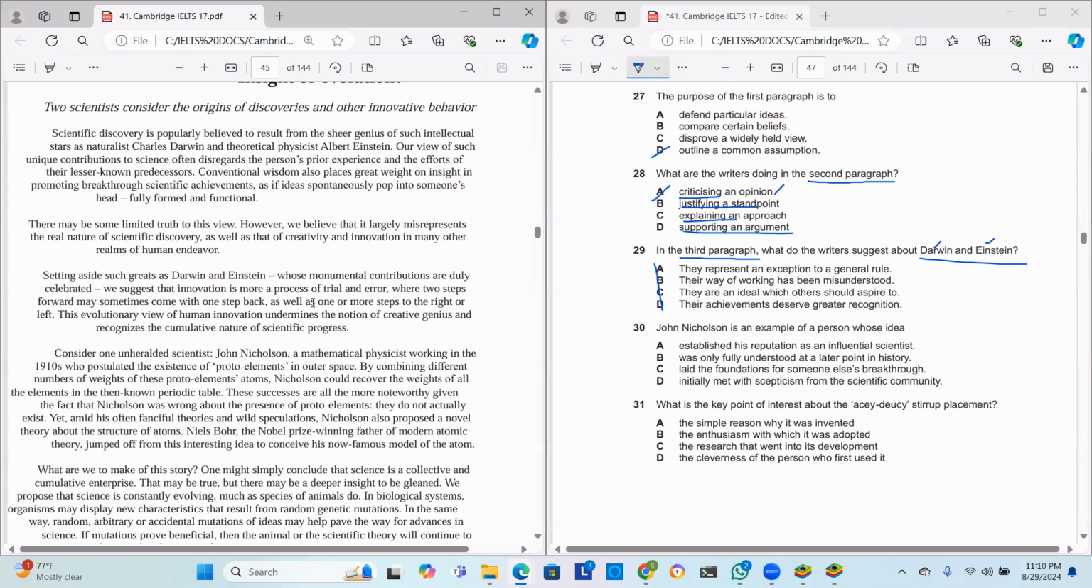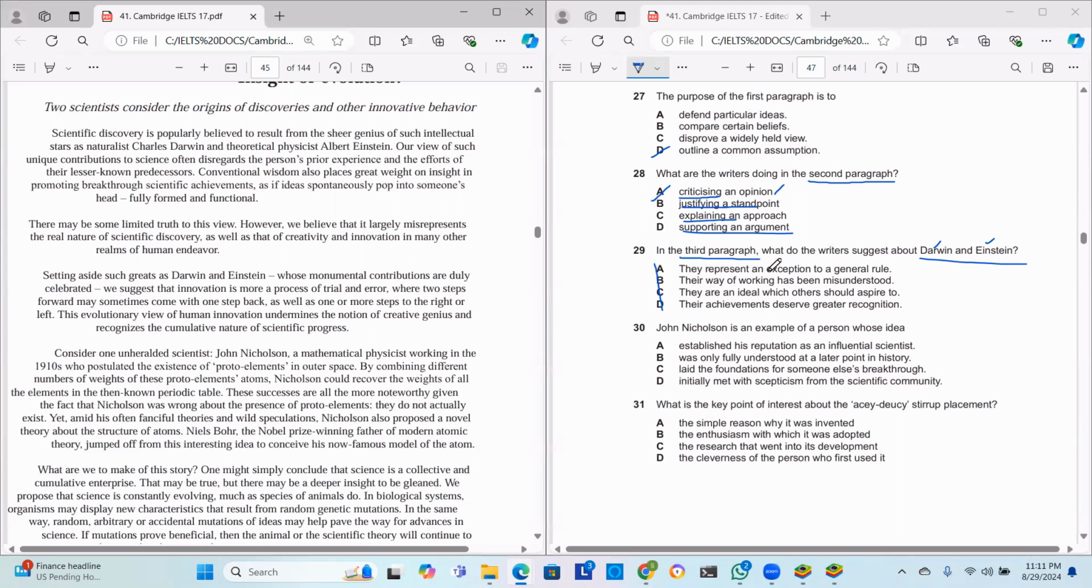Okay, he says innovation is a process of trial and error, right? And this evolutionary view of human innovation undermines the notion of creative genius. Now, it is important to understand the meaning of this word undermines. Undermines means wearing away or takes away the notion of creative genius, and recognizes the cumulative nature of scientific progress. So except these Darwin and Einstein, he's talking about the evolutionary view of human innovation. Okay, now let's read the options.